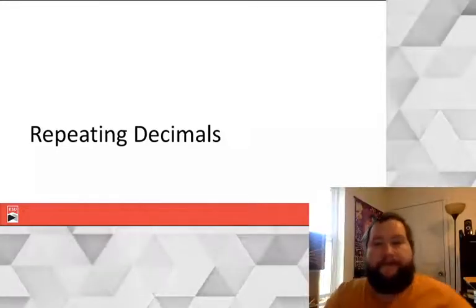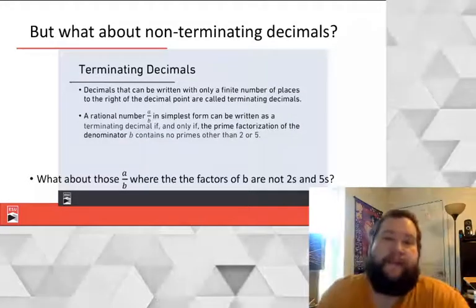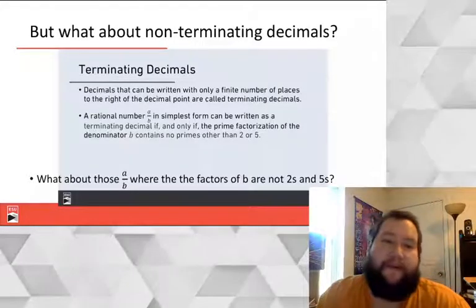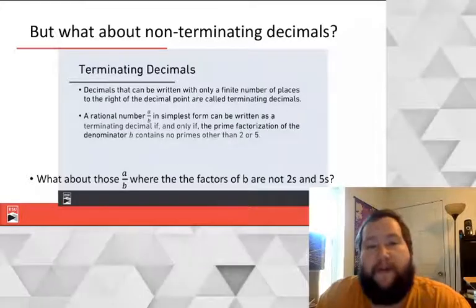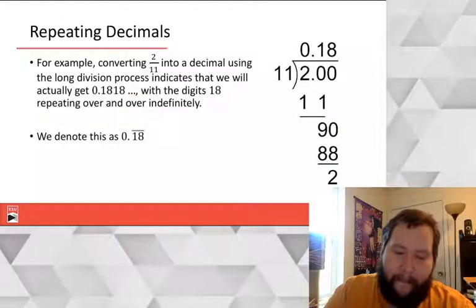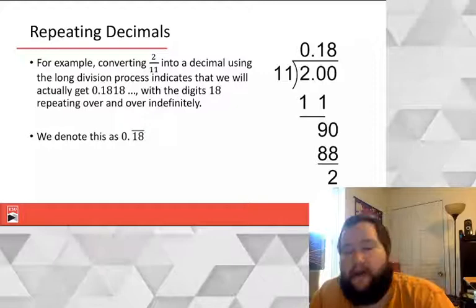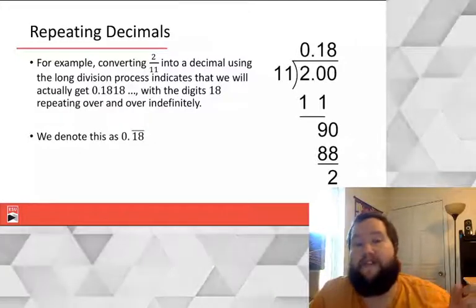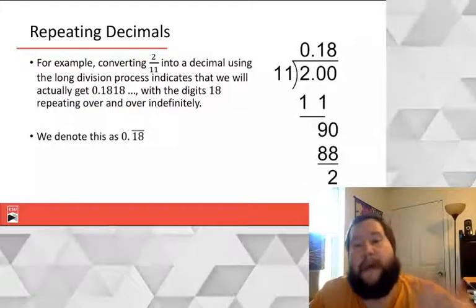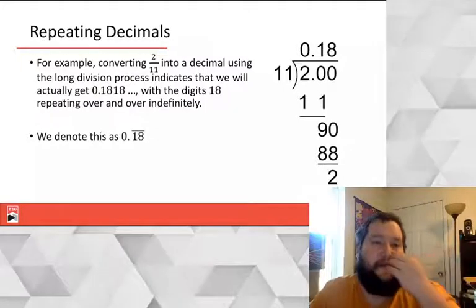Let's revisit our definition for terminating. It terminates if B contains no primes other than 2 or 5. So what about those where the factors of B are not 2's and 5's? For example, converting 2/11ths into a decimal using the long division process, because remember, if it's not just 2's and 5's, we don't want to use that extended form approach, because there's no way we can multiply by 1 to get to a decimal form. And so here we use long division.